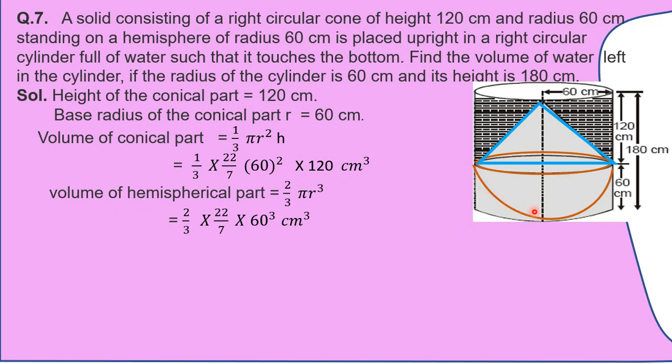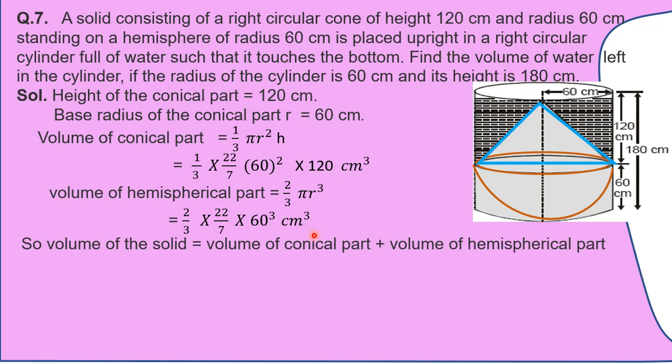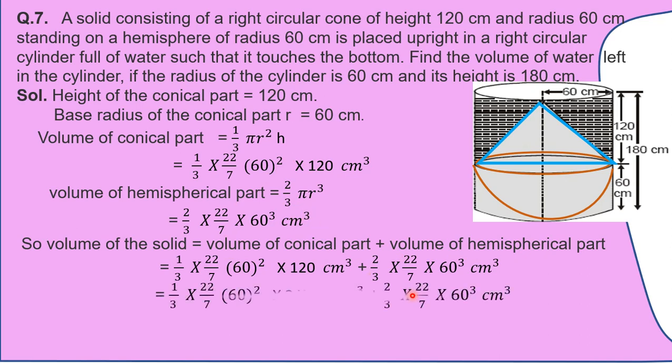Again this hemisphere is also there, so we can find the volume of the hemispherical part. So 2 by 3 pi r cube. So 2 by 3 into 22 by 7 into 60 cube centimeter cube. So these two are the volumes. When we join these two solids, we get the total volume of the solid, which is volume of conical part plus volume of hemispherical part. So here we can add the two volumes, then we can write 120 as 2 into 60 plus 2 by 3 into 22 by 7 into 60 cube.